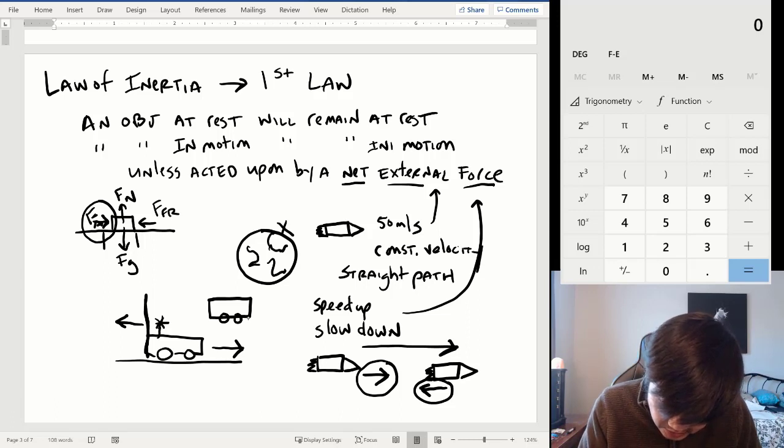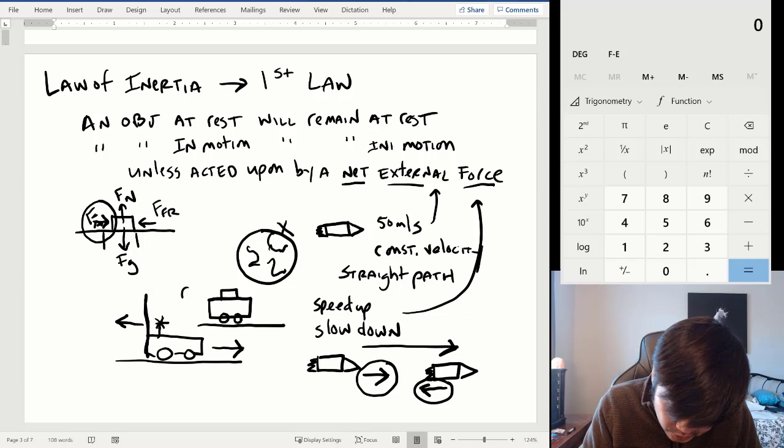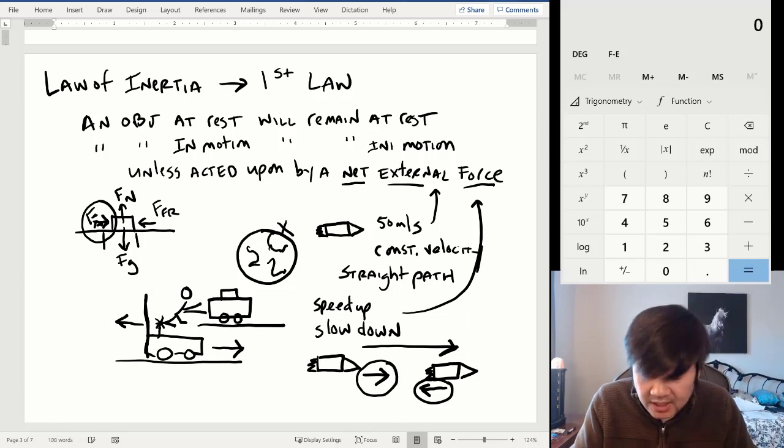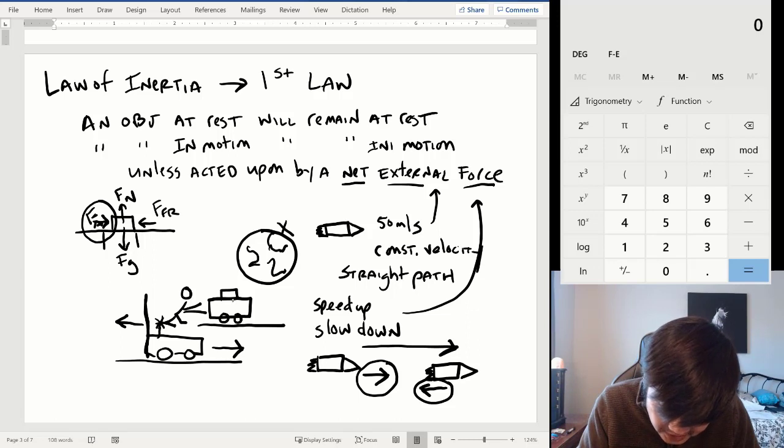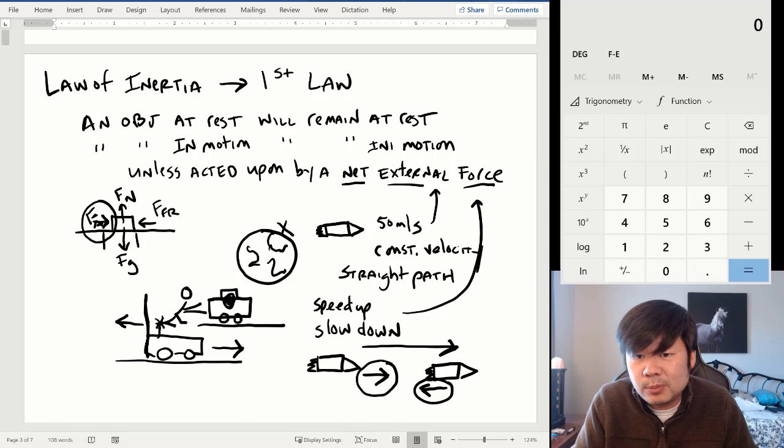Alright, so if we have a car and we want to push this car, everyone knows that the person would have to be outside that car in order to move it. There's no way that if you're inside the car and you're pushing on the dashboard, that that's going to move. All right? So, external force, internal force.